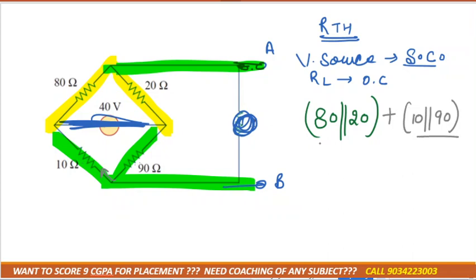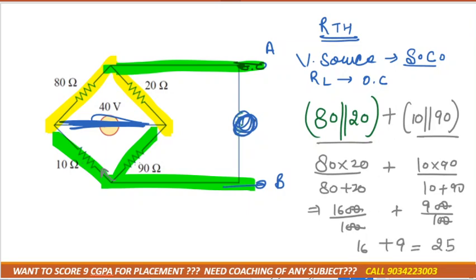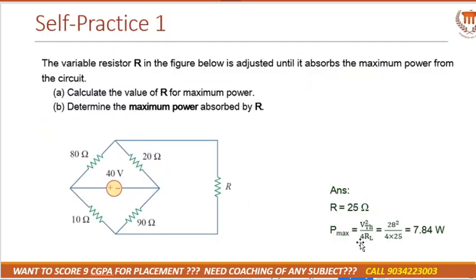So we can combine it with a simple value, 80 into 20 divided by 80 plus 20 plus 10 into 90 divided by 10 plus 90, right? So it would be 1600 divided by 100. So it would be 16 plus that would be 900 divided by 100. 16 plus 9 is how much? 25. So we'll get the value for RTH as equal to 25 ohm. Let's check it. Yes, RL or RTH, they have got the same 25.